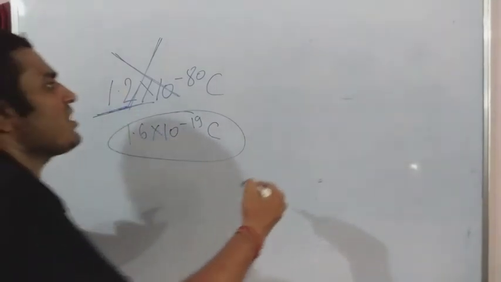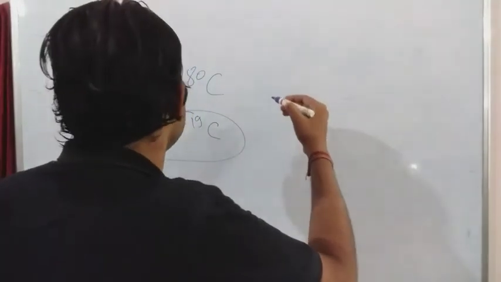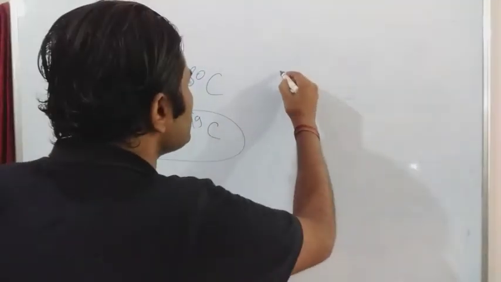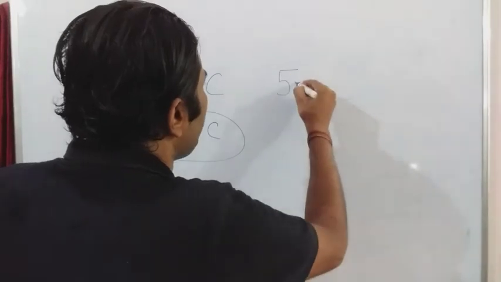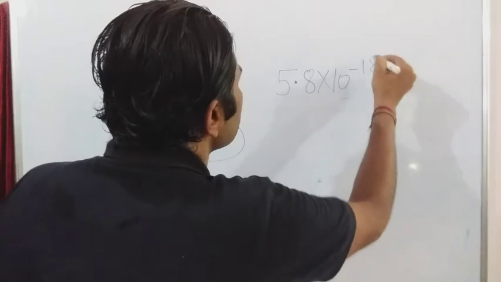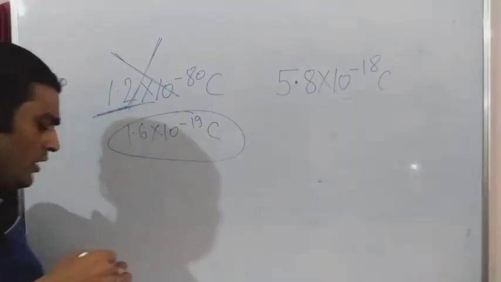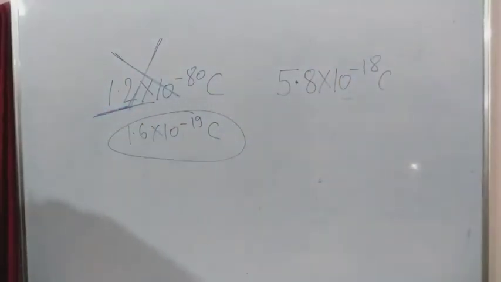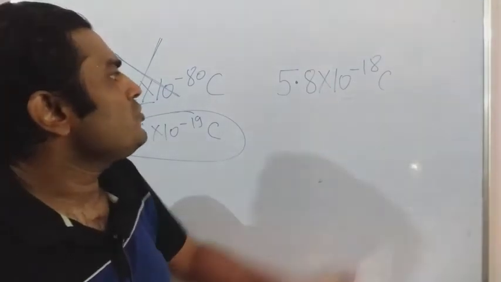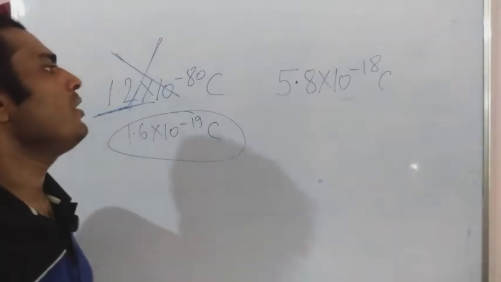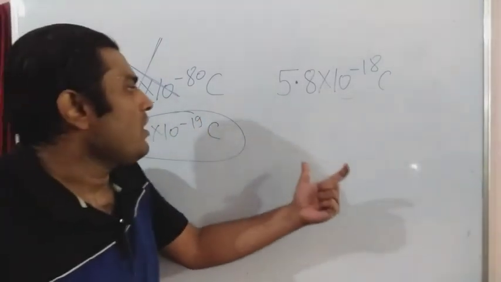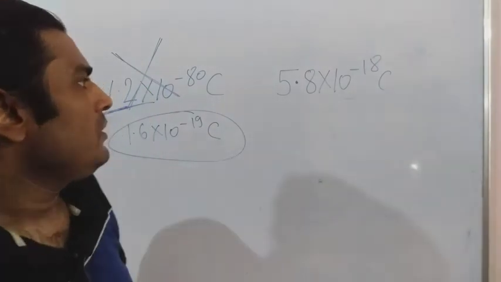Let's have another value. So let's say this is 5.8 into 10 to the power minus 18 coulomb. The question remains the same here. Is a charge of 5.8 into 10 to the power minus 18 coulomb possible? Fine. How to deal with this one?